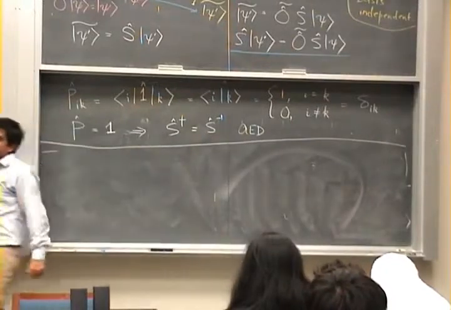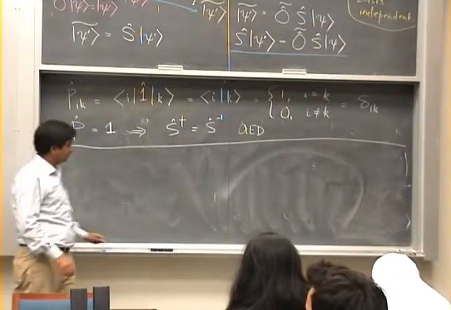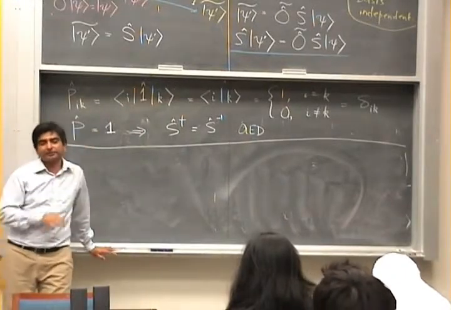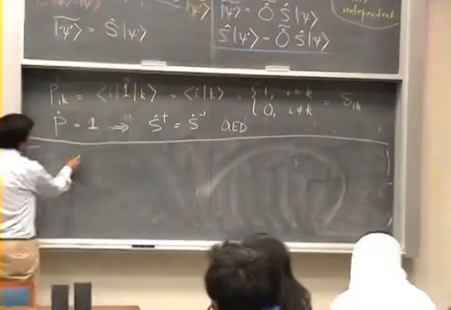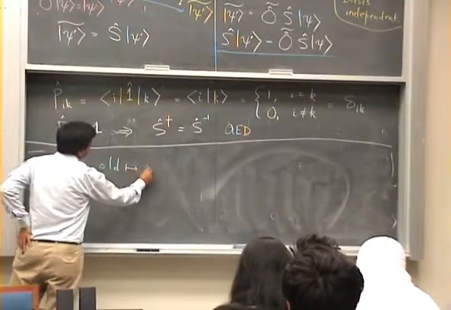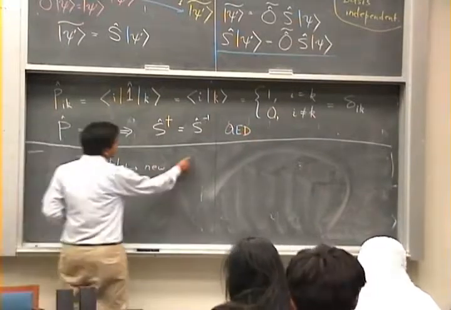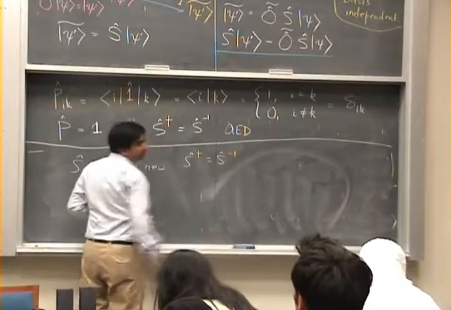You'll do a lot of exercises like this in the tutorial on Friday. Okay, I'll give you a couple of minutes just to think over this. This is taking you from an old to a new basis. And what we're proving is that S dagger is equal to S inverse. That's what we're doing.